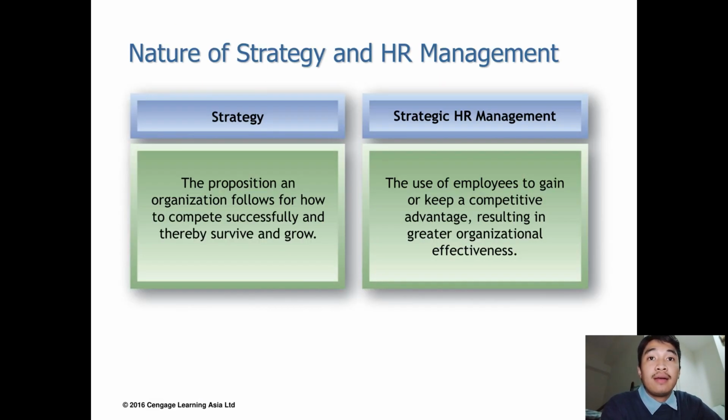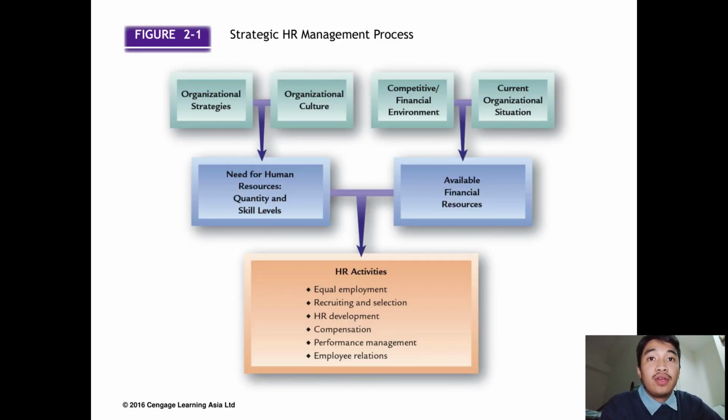Now, as for the nature of strategy and HR management, for the strategy, it is the proposition an organization follows for how to compete successfully and thereby survive and grow. As for strategic HR management, it is the use of employees to gain or keep a competitive advantage, resulting in greater organizational effectiveness. So we have this figure here.